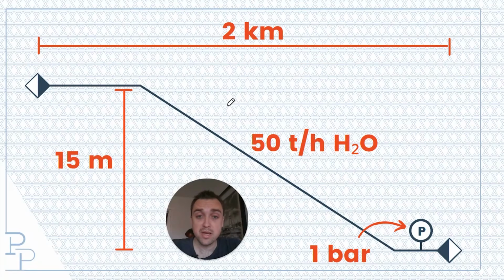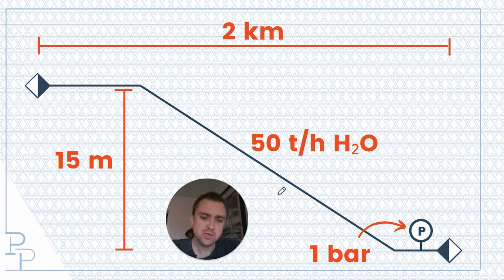So I'm going to start by making up a problem. Let's just say I've got a friend who lives 2 kilometers away from me, and what they've said to me is, okay, you've got a hell of a lot of water. Why don't you give me some of it? I want 50 tons an hour of that water from you. I say, okay, maybe we can come to some sort of deal.